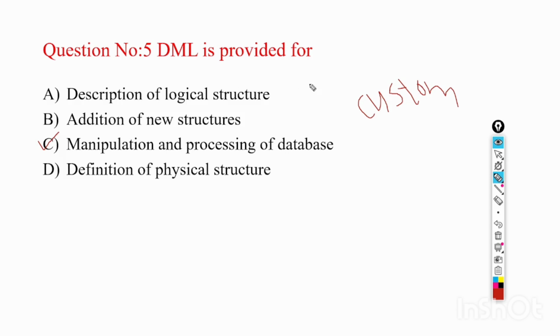Simple example I will give. When a bank employee updates the customer balance, okay? There is one bank employee. That employee wants to update the customer balance. The DML commands are used for updating the value. So here we are changing the existing information into the new information, which we call manipulation and processing of data.